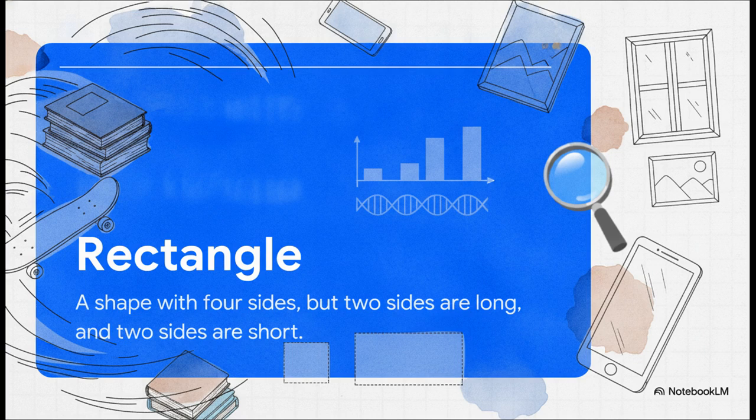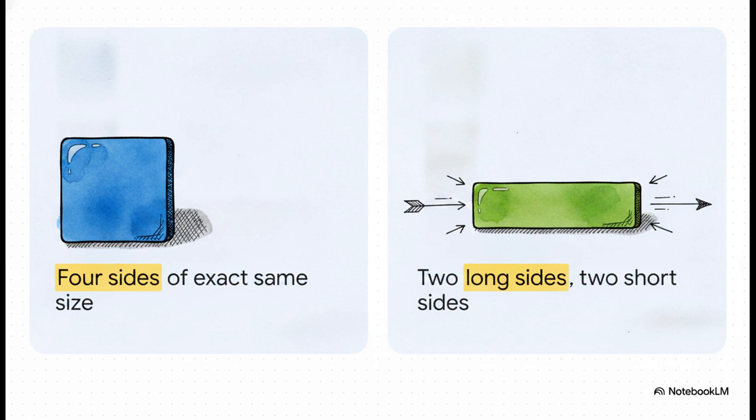It's a shape with 4 sides and 4 corners too. However, it breaks that golden rule of equality. In a rectangle, two sides are distinctly long and two sides are distinctly short. The structural relationship here is super clear when you compare them. Four sides of the exact same size, that's your square. Two long sides and two short sides, that's your rectangle.